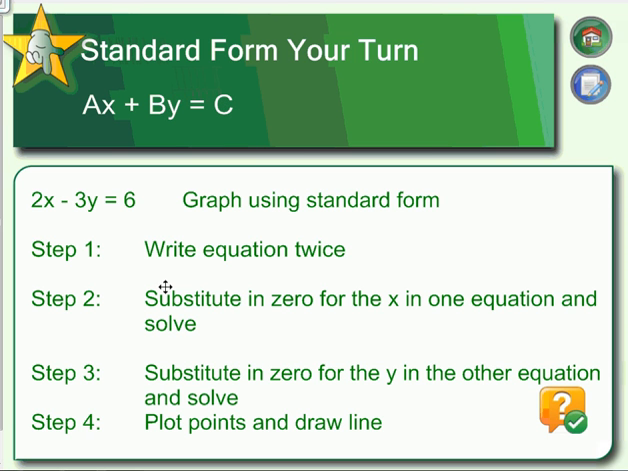Step one is you're going to write this equation twice because you're going to be solving it in two different ways. The second step is that you are going to substitute 0 in for x in one equation and solve. So you will then be solving for y. Then you're going to substitute a 0 in for y and find your x. And then you're going to plot those 2 points and draw.